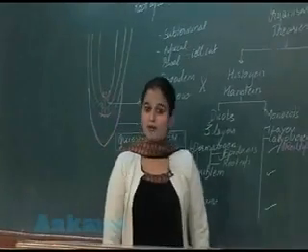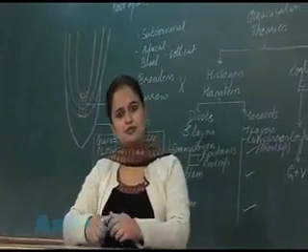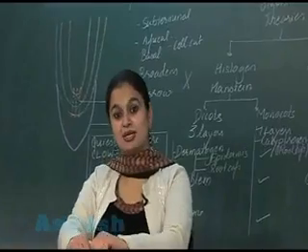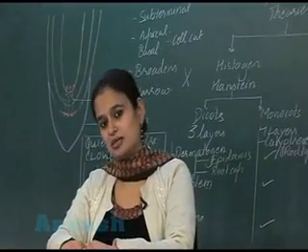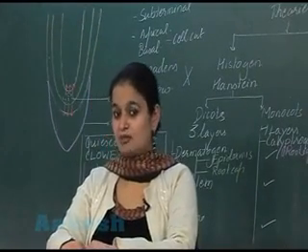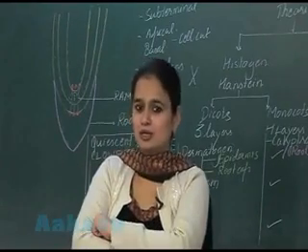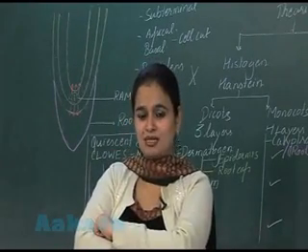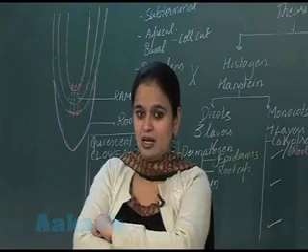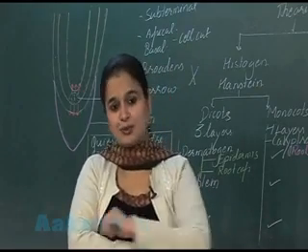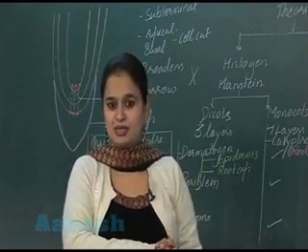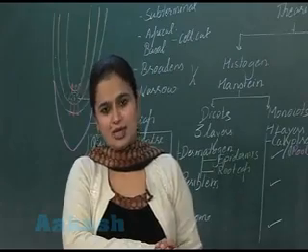So this is all about the meristematic tissue. Here we have studied meristematic tissue on the basis of position, on the basis of location, as well as we have studied the shoot and root apical meristem in detail. Now, in the next class, we will be starting with the permanent tissue. Right? Thank you so much.